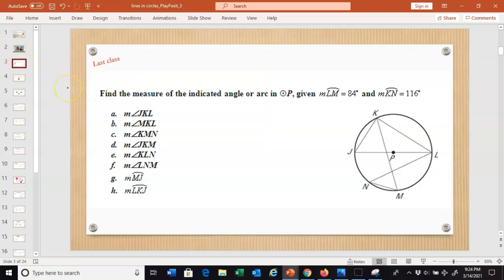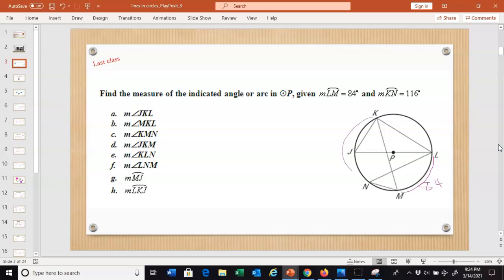And I wanted to go over the question from last class where I said that I wanted you guys to try this on your own, and then I would go over it in the Playposit. So it says to find the measure of the indicated angle or arc. So we're going to label what we have. They tell us that arc LM is 84. So this is 84. And then they tell us KN is 116.